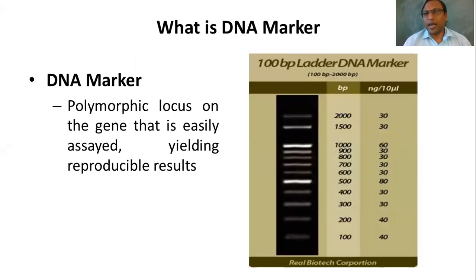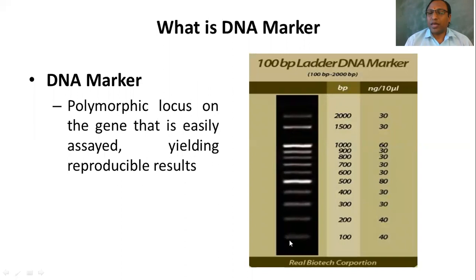So what is a DNA marker here? A DNA marker is a polymorphic locus on the gene that is easily assayed, yielding reproducible results. That is the main importance of a marker. Polymorphic locus means, like, 100 base pairs, 200 base pairs, 300. We can see different ranges, and this looks like a ladder.